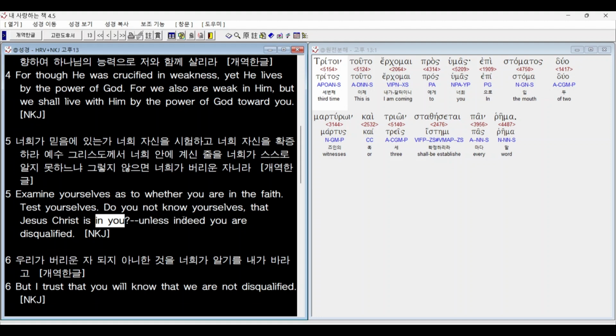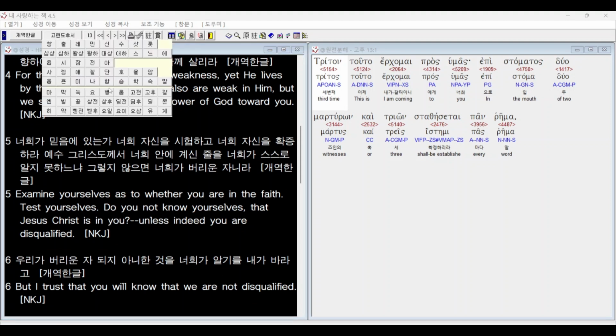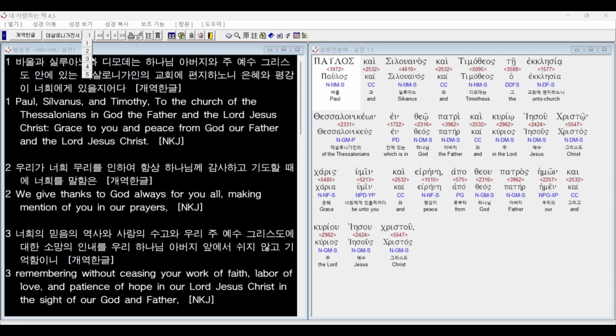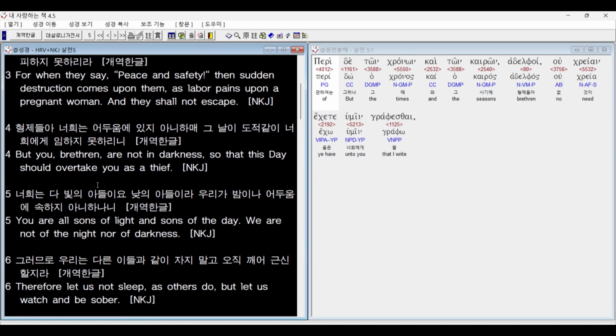So Jesus is the true light. Jesus is the true day. That's why when we go to 1 Thessalonians chapter 5, Apostle Paul is talking to us: you are all sons of light, sons of the day. The day is the light, light is the day.